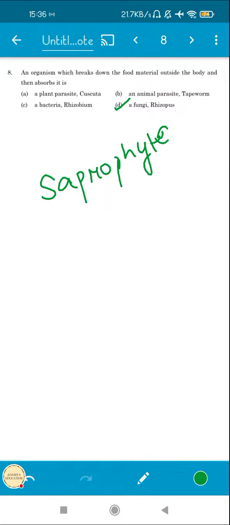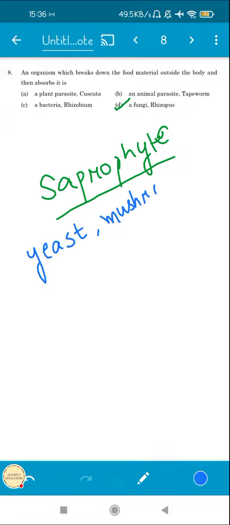Like I told you, mushroom, a fungi, rhizopus. Okay, so this will be the correct answer. So these types of organisms are called saprophytes. This is something that you have to remember. I'm also writing the examples. Yeast, we know yeast is also a fungus, mushroom, and bread mold.